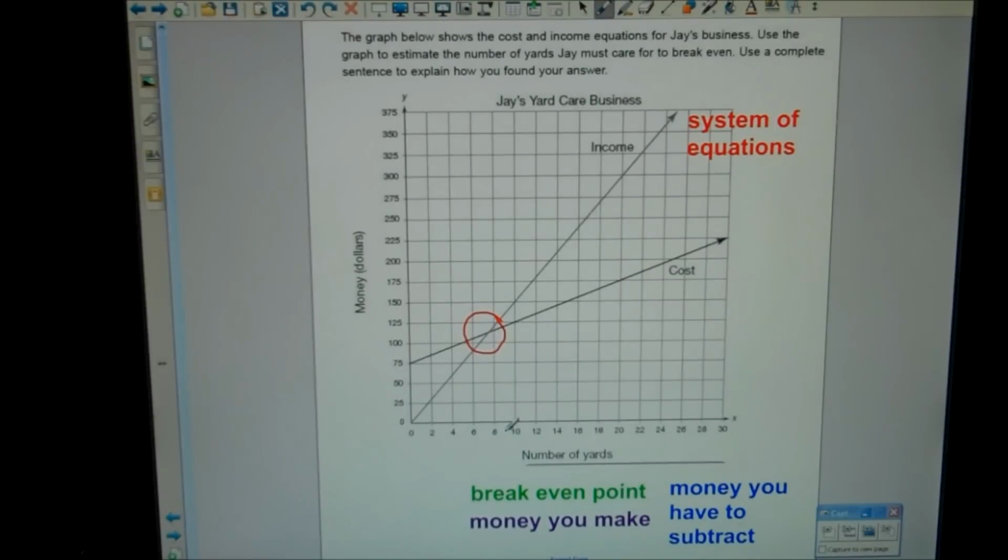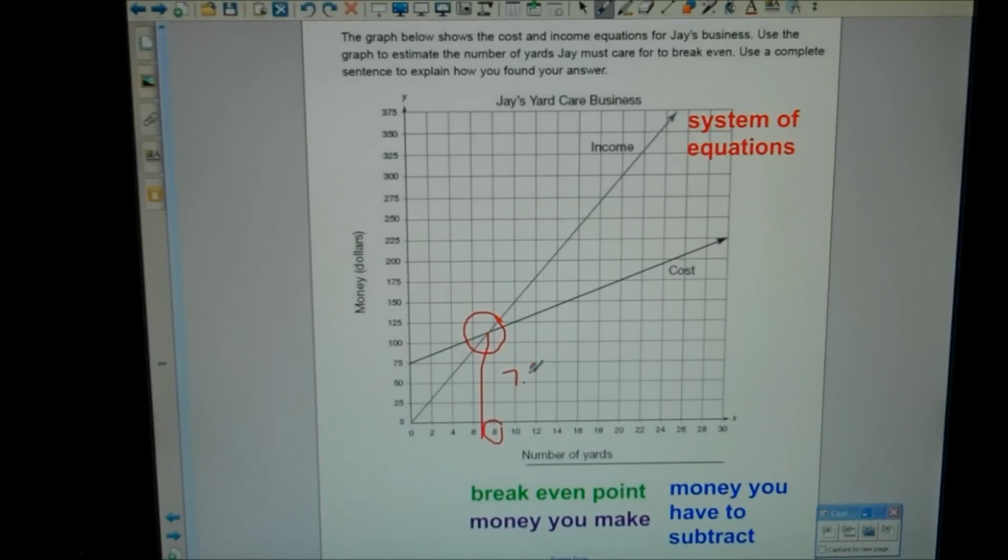So let's see if I was right. I said it would be 8 yards, okay? I was a little off. Let me draw this line down right here. All right, my line gets a little crooked. It's somewhere between 6 and 8, and it honestly looks a little closer to 7, okay? 7, maybe 7.5, all right?